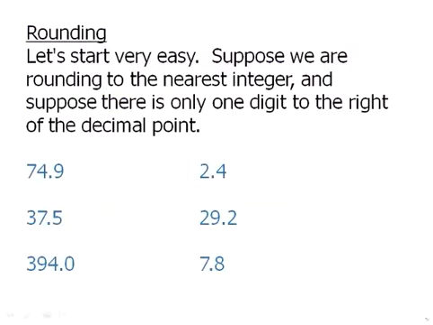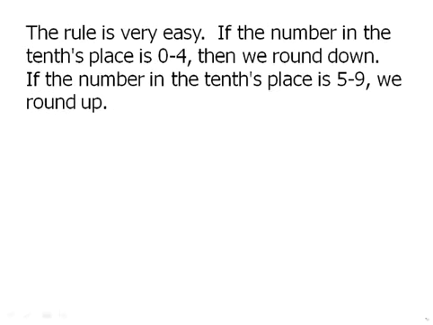Rounding. So now we can talk about rounding. Let's start very easy. Suppose we are rounding to the nearest integer, and suppose there is only one digit to the right of the decimal point. The rule is very easy. If the number in the tenths place is 0 to 4, then we round down. If the number in the tenths place is 5 through 9, then we round up.